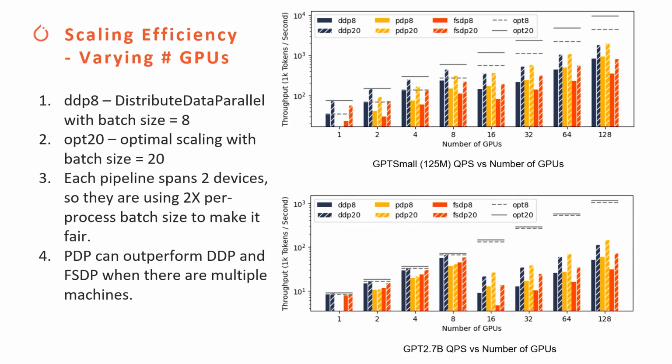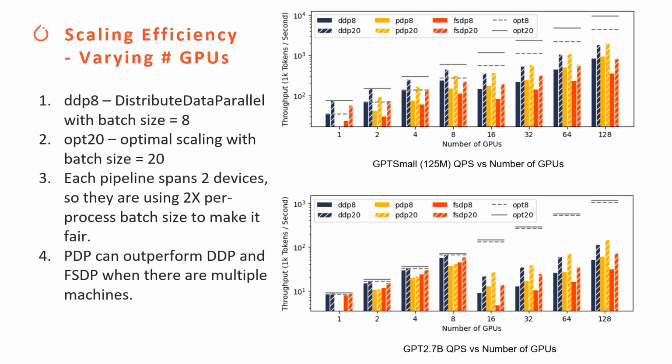We first measure the scalability by varying the number of GPUs. In this figure, the x-axis is number of GPUs and the y-axis is the throughput. Throughput is in terms of kilotokens per second and it is in the log scale. Different colors correspond to different training paradigms and the number after each paradigm name is the batch size.